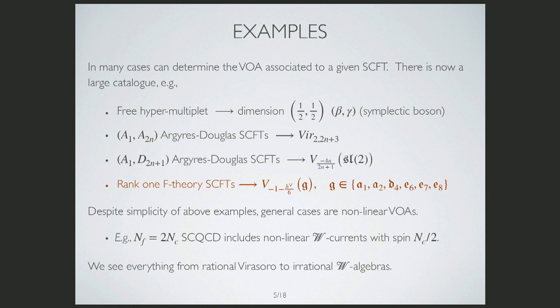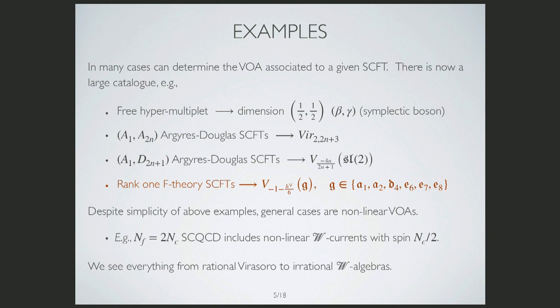And because it's going to reappear later, I mention the so-called rank 1 F-theory SCFTs, so these are the theories that you get if you take a single D3 brane and put it at a singular fiber of a K3 compactification of F-theory. Then you get, again, pure affine Kac-Moody associated to type G, where G labels the type of singularity in F-theory, at a level which is -1 minus the dual Coxeter number of the associated G over 6.